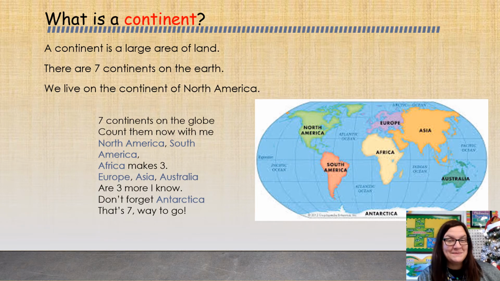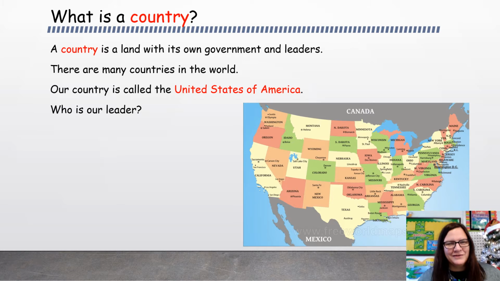Now, if you go to the next page in your Me on the Map booklet, you're going to need to know this information. It says, what is a country? Well, a country is a land with its own government and leaders. There are many countries in the world, and those countries are just on different continents. Our country is called the United States of America.